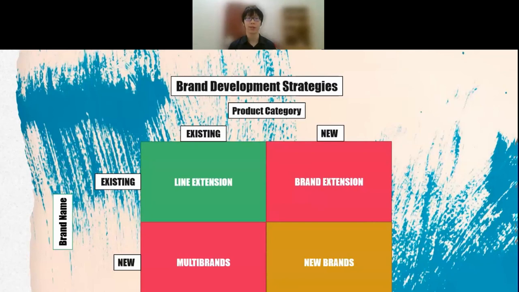Next will be the brand development strategies. On the top side is the product category, and on the left side is the brand name. The existing brand name and the existing product category will develop the line extension. The new brand name and the existing product category will develop the multi-brands. The existing brand name and the new product category will develop the brand extension. And finally, the new brand name and the new product category will develop the new brands. Thank you, this is all for my part.